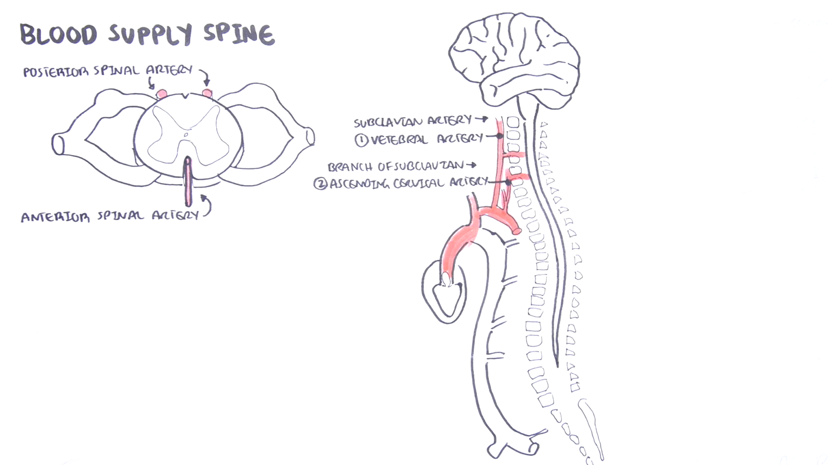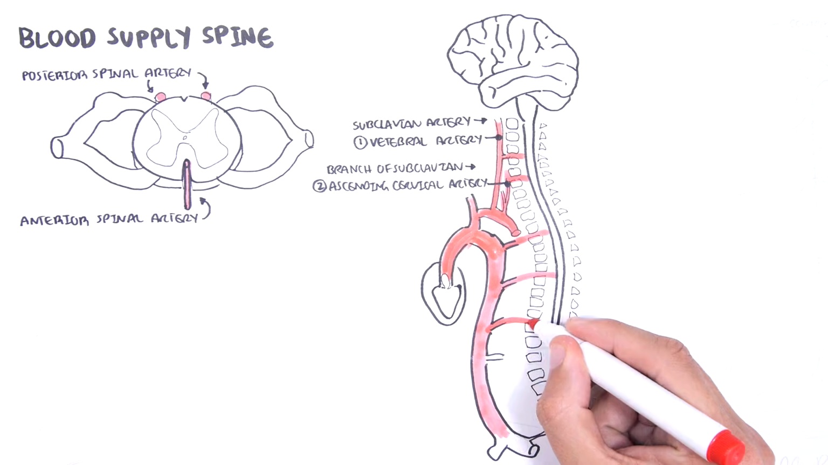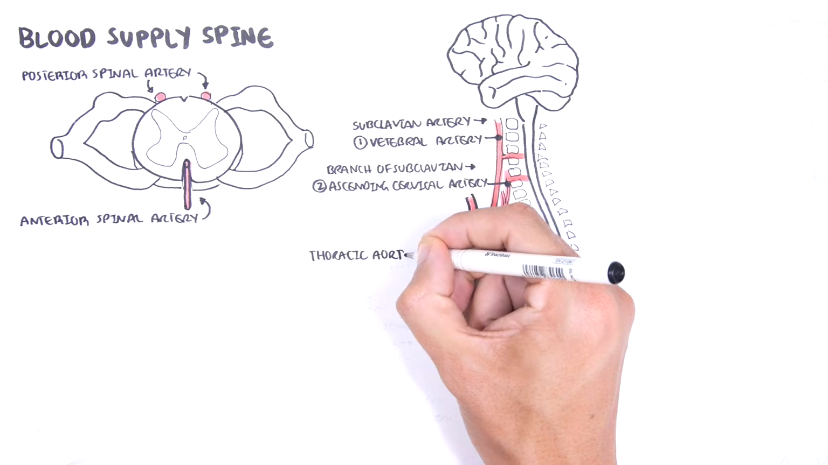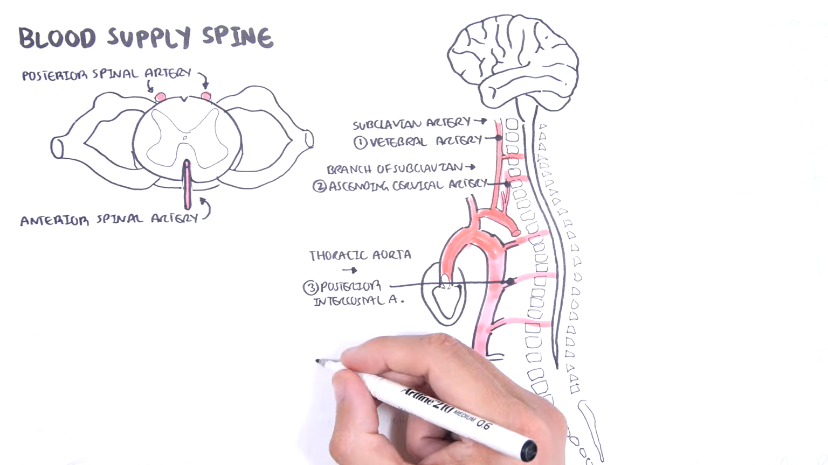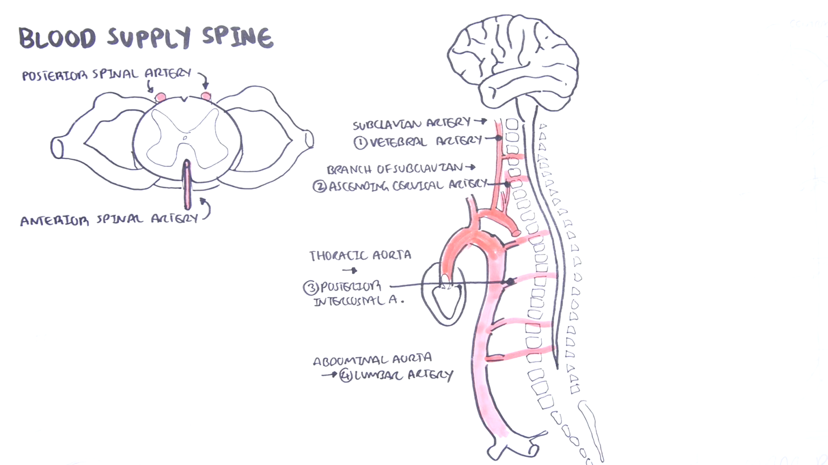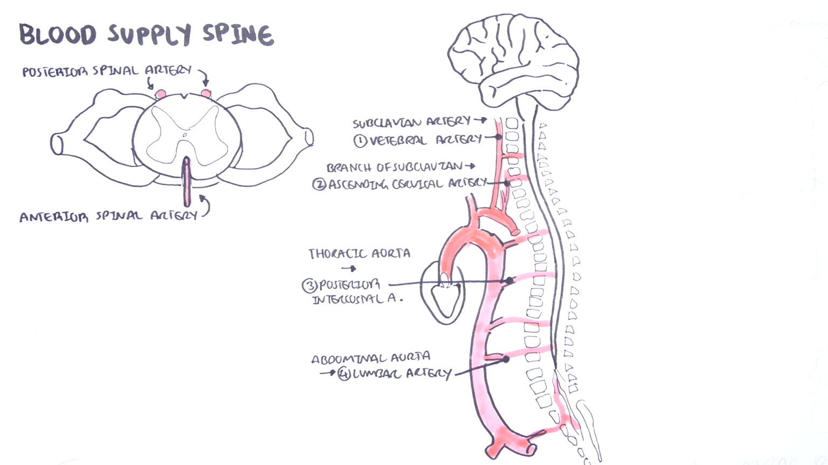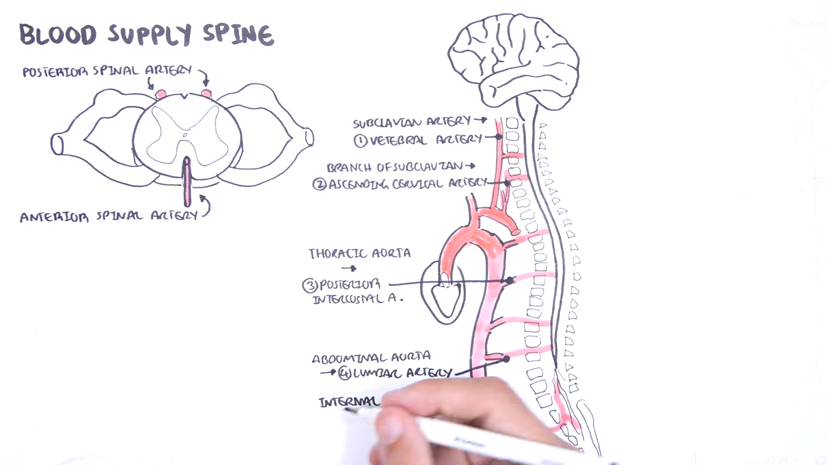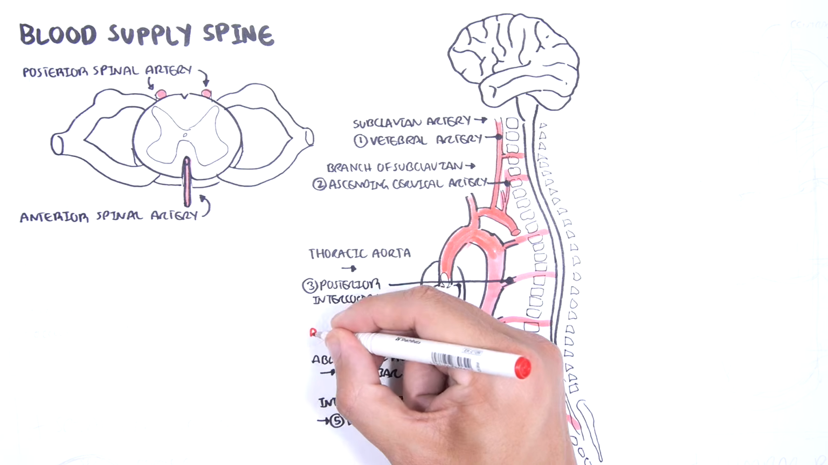On the thoracic level, the thoracic aorta has branches called the posterior intercostal arteries, which we talked about, that give rise to the posterior and anterior spinal cord arteries. The lower spinal cord arteries are branches of the lumbar artery, which is a branch of the abdominal aorta, as well as the lateral sacral artery, a branch of the internal iliac artery.